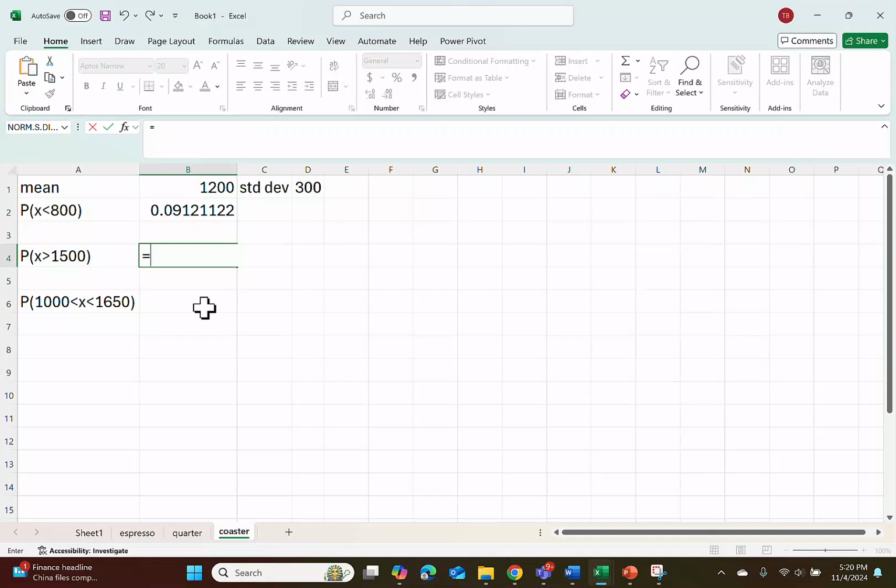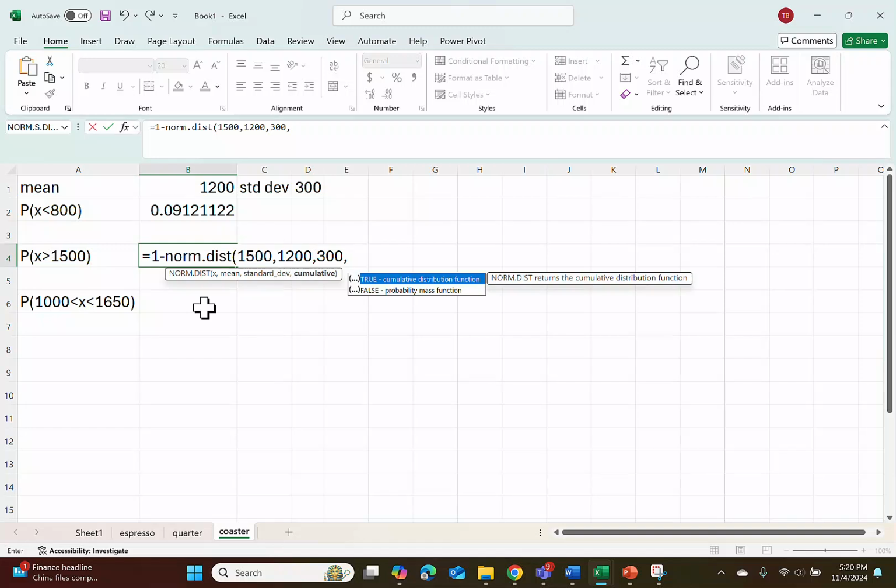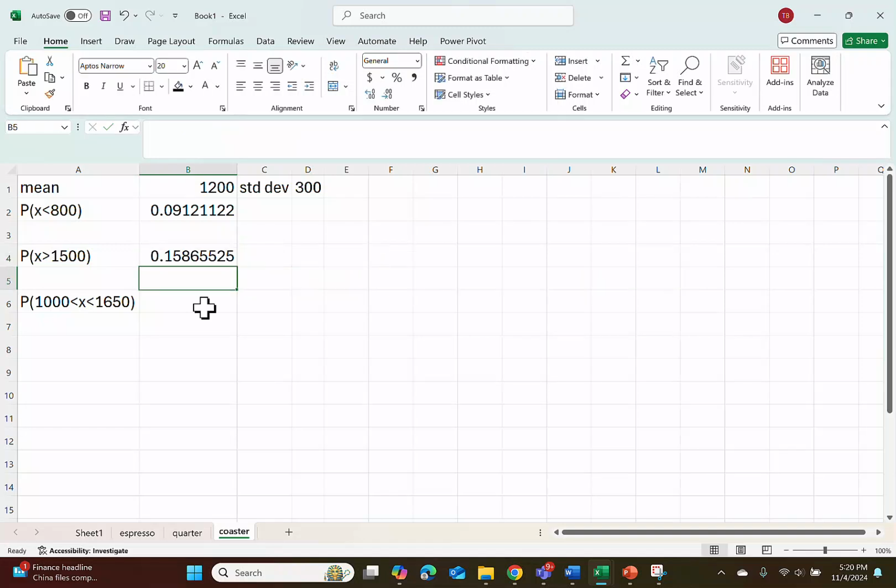Next, we have the probability X is greater than 1,500. Because it's greater than, we start with 1 minus. Then we have norm.dist, parentheses, 1,500, the mean of 1,200, standard deviation of 300, and then true. This gives us 0.158655. We'd call that 0.1587.